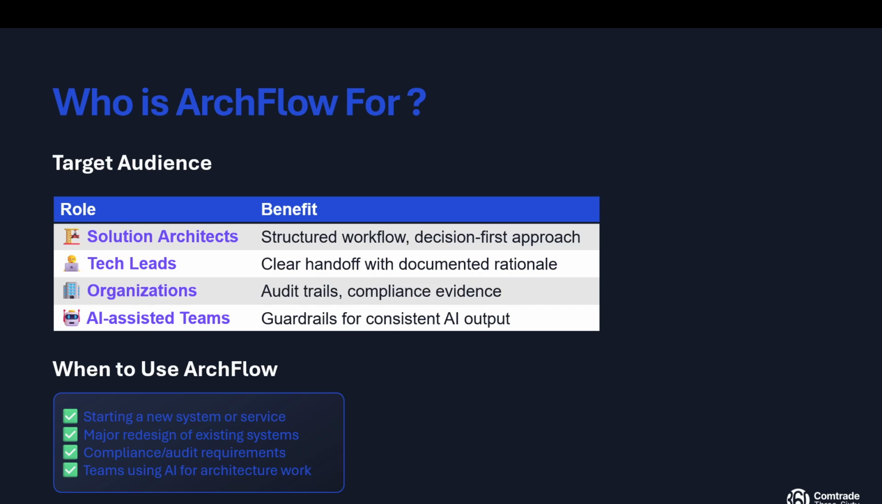And if you are on a team using AI for architecture work, ArchFlow provides guardrails. It prevents the AI from hallucinating inconsistent architectures. The analyze, ADR, generate workflow keeps the AI on track. And so when should you use ArchFlow? It's ideal when you are starting a new system or service. It's great for major redesigns of existing systems, and it's essential when you have compliance or audit requirements. It's particularly valuable when you are using AI tools to help with the architecture. Don't use it for trivial changes or bug fixes. It's designed for significant architecture work, not day-to-day code changes.